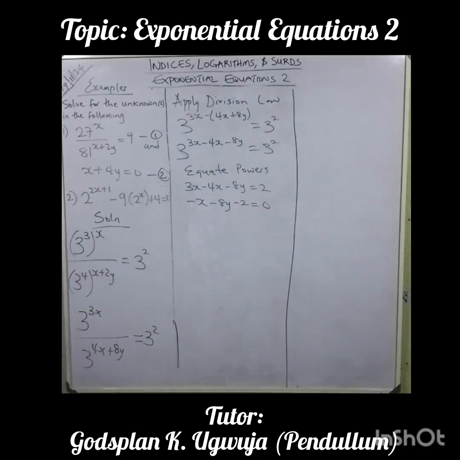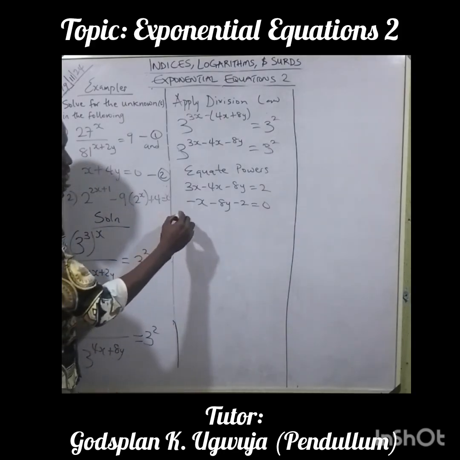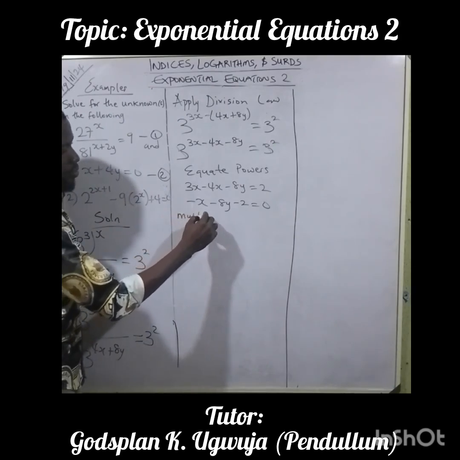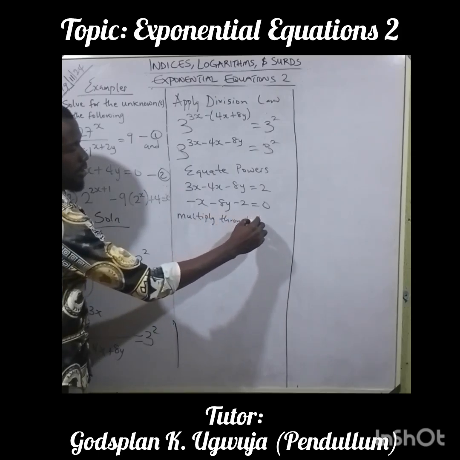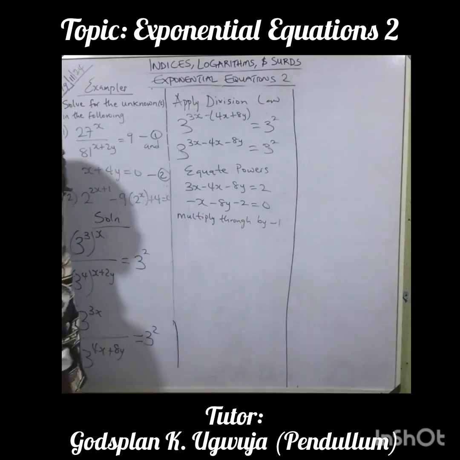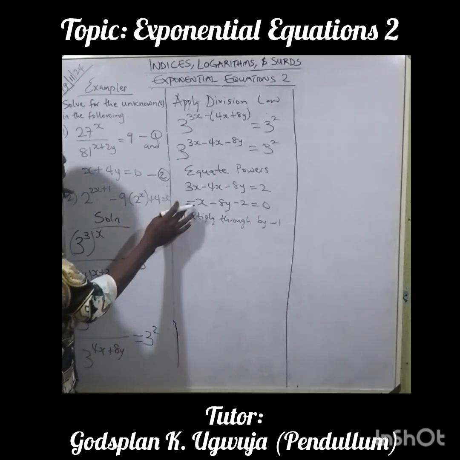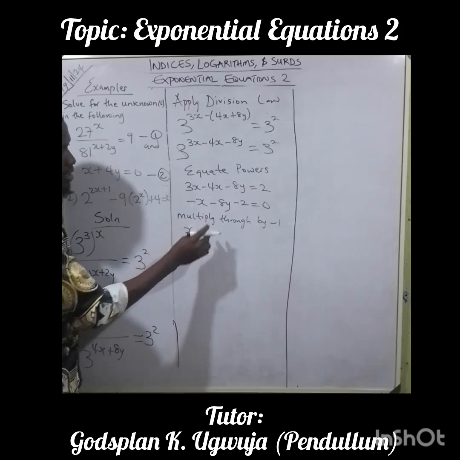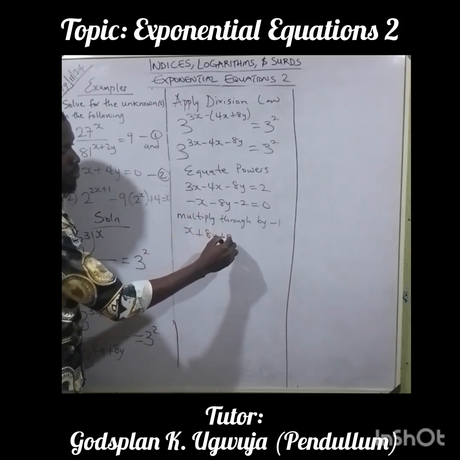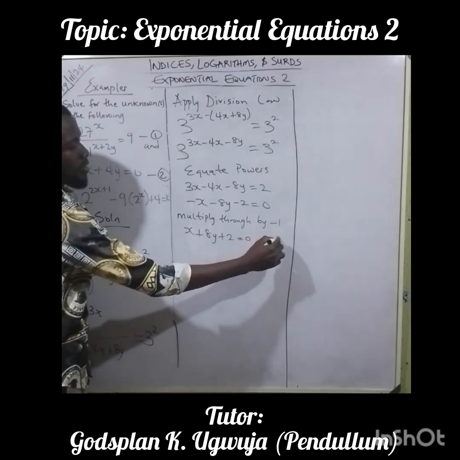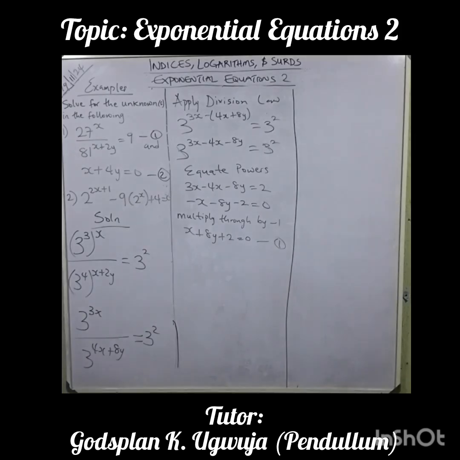Alright, if I want to remove the negative sign, I can multiply through by minus 1 to remove the negative sign. So minus 1 times this is x, minus 1 times this plus 8y, minus 1 times minus 2 plus 2 equals to 0. This is my equation 1. I have simplified it.